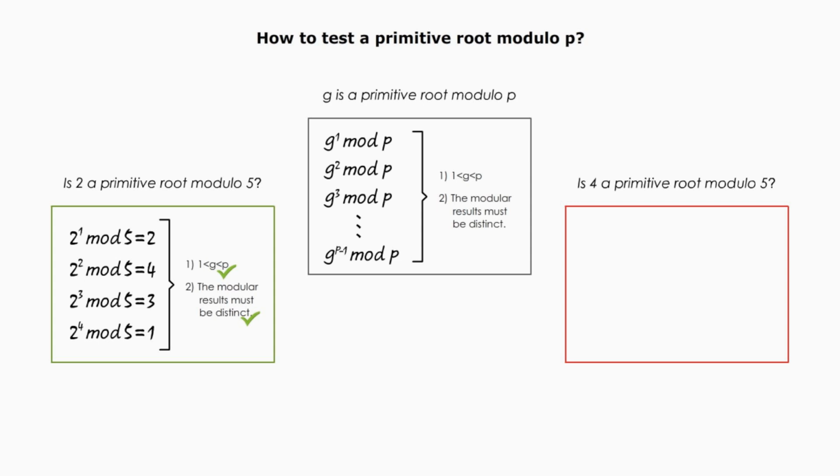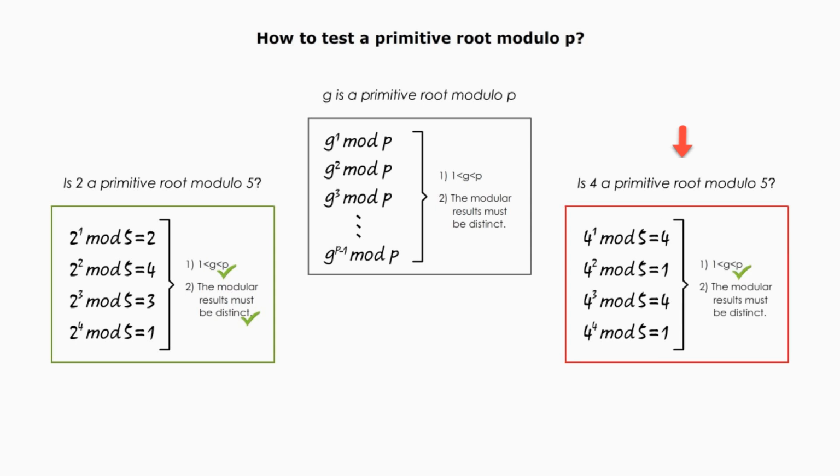Let me test if 4 is a primitive root modulo 5. 4 modulo 5 is 4. 4 to the second power is 16, and 16 modulo 5 is 1. 4 to the third power is 64, and 64 modulo 5 is 4. At this point, we can see there are two duplicate results, 4. If we continue, 4 to the 4th power is 256, and 256 modulo 5 is 1. Again, the result is the same as the second one. The first condition is good, but the second condition is not good. Thus, 4 is not a primitive root modulo 5.